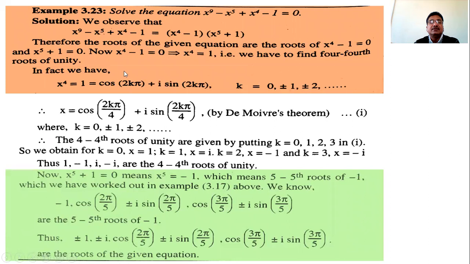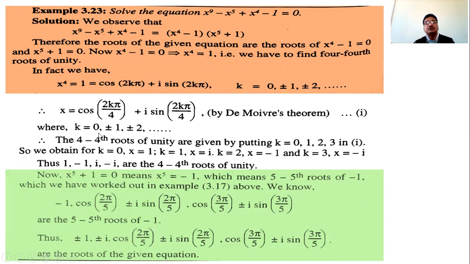So x is this bracket raised to 1 by 4. Next step, by using De Moivre's theorem, it is cos 2kπ by 4 plus i sin 2kπ by 4, because we raise to 1 by 4. Substitute k as 0, 1, 2, 3.